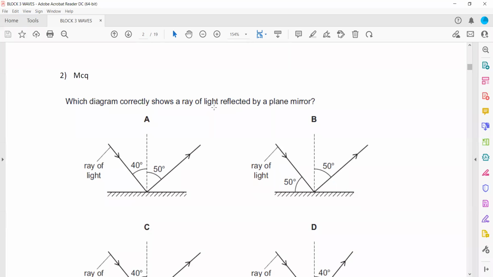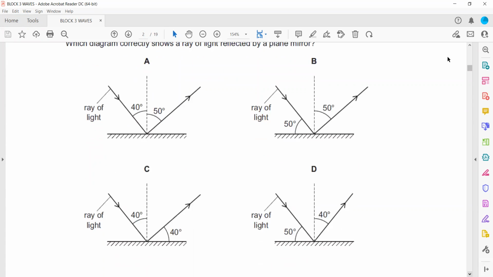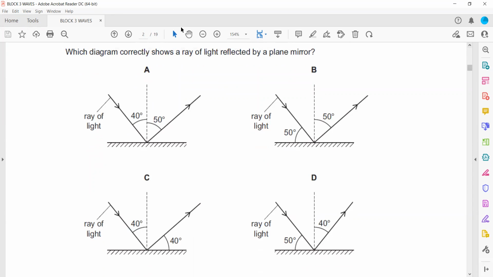In question 2, which diagram correctly shows a ray of light reflected by a plane mirror? Whenever a reflection occurs, the angle of incidence is always equal to the angle of reflection. So why can A not be an answer? Because when you check option A, the angle of incidence is 40, but the angle of reflection is given as 50. So that's why A cannot be an answer.